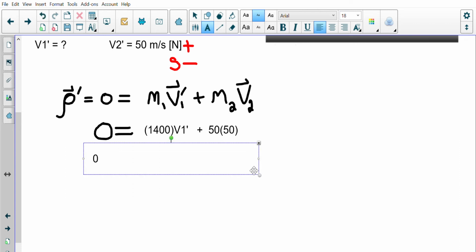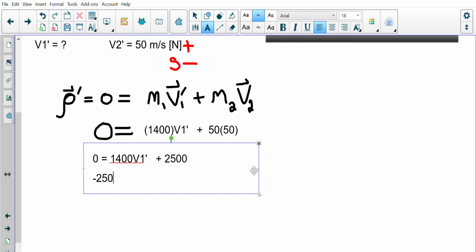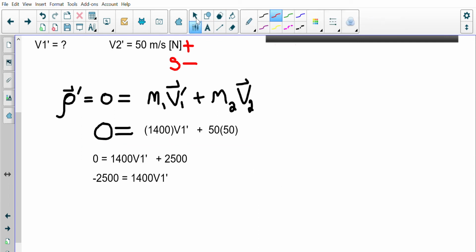I got 0 is equal to 1,400 V1 prime. And then I got 50 times 50, which I believe is 2,500. So now I'm going to move that negative 2,500 to the other side, so it becomes negative, and then I have 1,400 V1 prime. Now my last step here is that I'm going to divide both sides by 1,400.